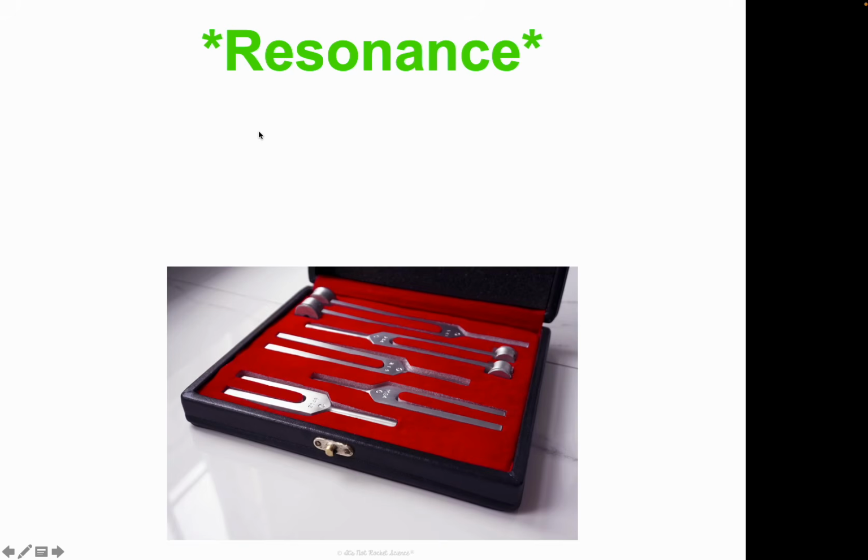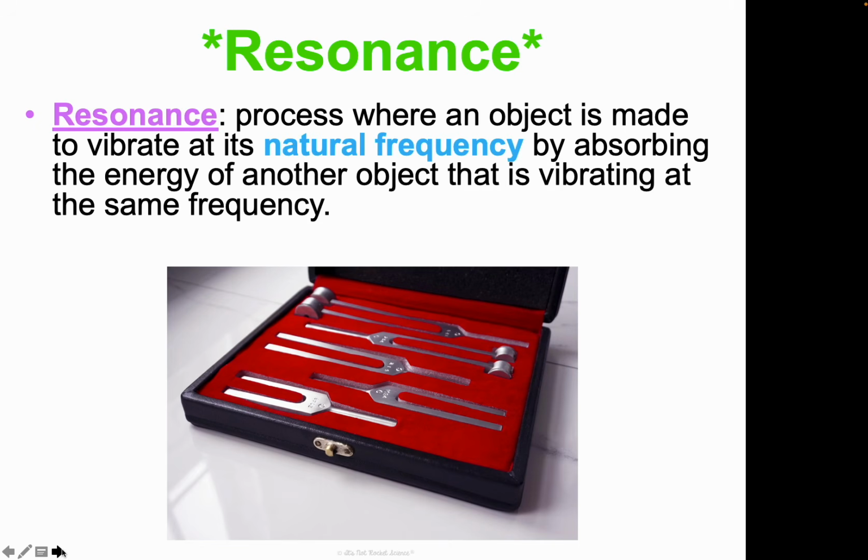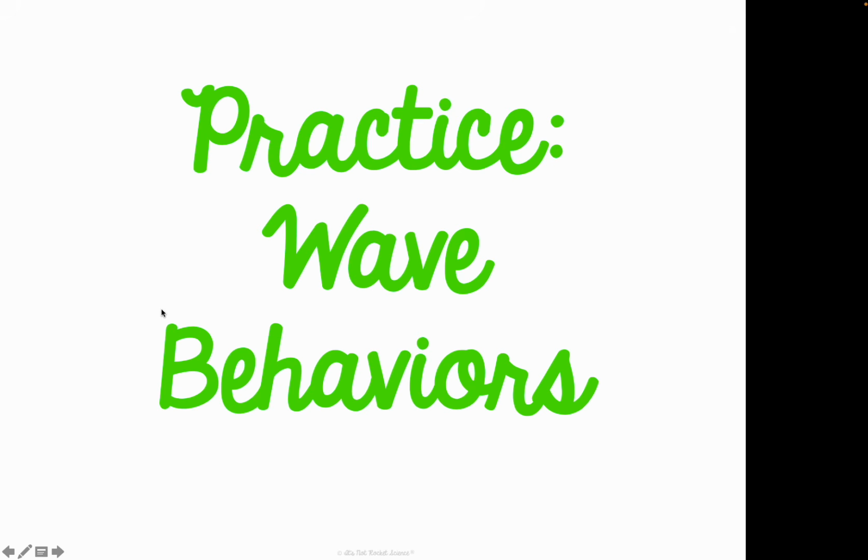Okay, and last but not least, the last behavior I want to talk to you about is resonance. This is something we saw with the tuning forks in our lab station activity. This is a process where an object is made to vibrate at its natural frequency by absorbing the energy of another object that is vibrating at the same frequency. Because remember, waves are moving energy. So thinking about tuning forks: if I strike one tuning fork and it has the same frequency as another, if I put them near each other and then I stop the first, the second will have picked up on that energy and start vibrating as well. Okay, that's resonance. And those are all the wave behaviors we're going to talk about. So now we're going to practice.